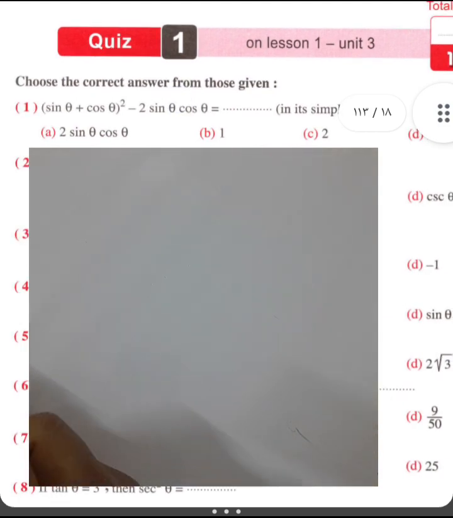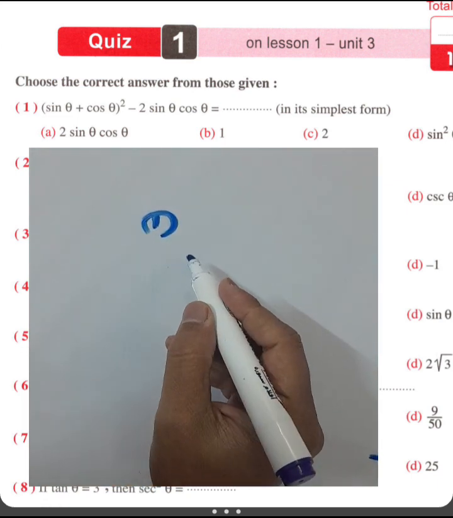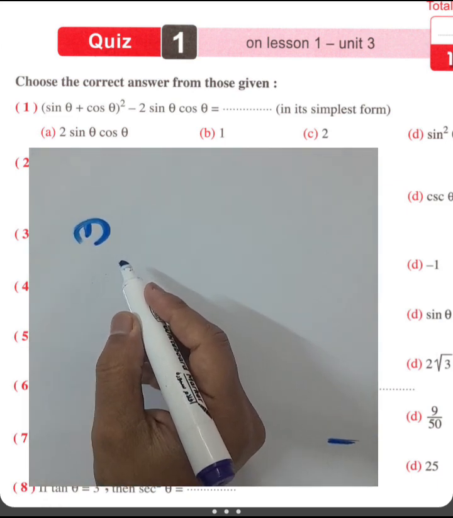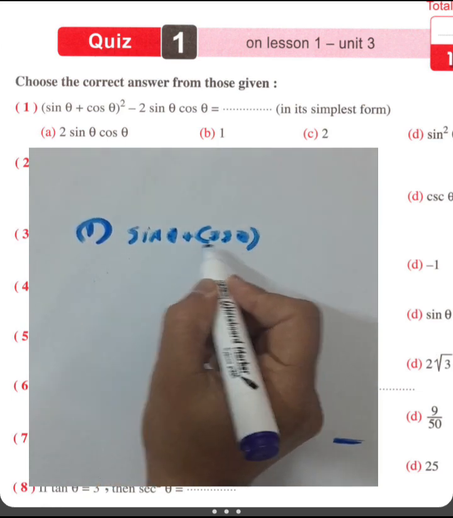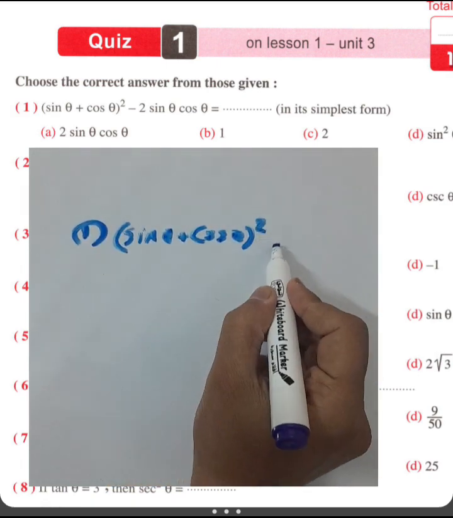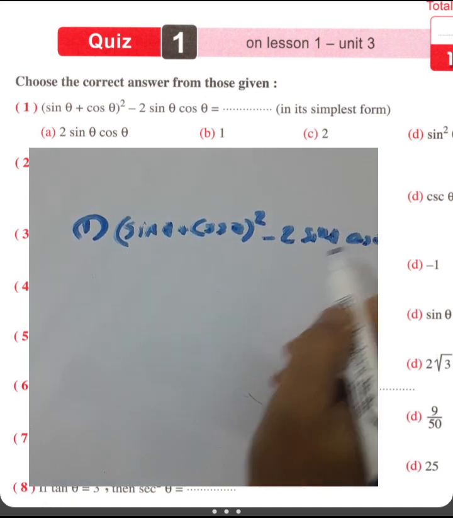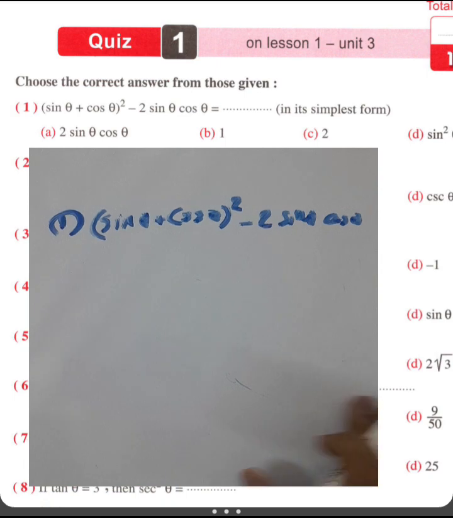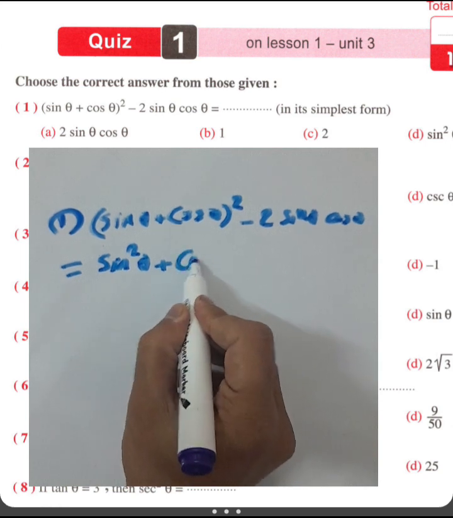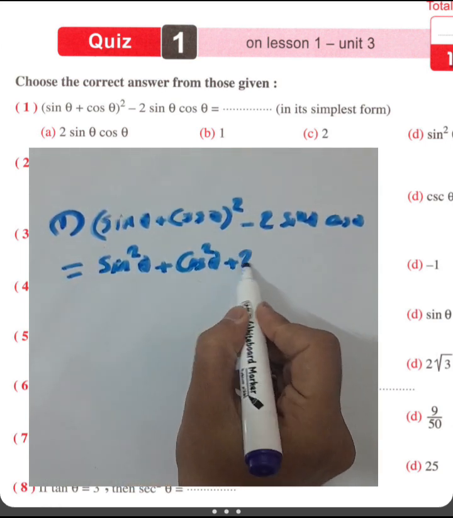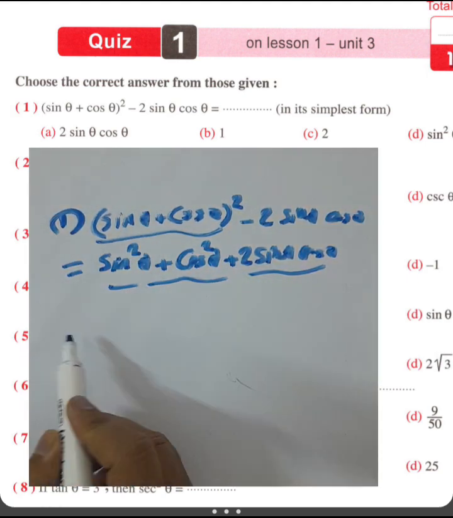Choose the correct answer. Number 1. Write in the simplest form: (sine theta plus cosine theta) all power 2 subtract 2 sine theta cosine theta. We can find the result here: sine power 2 theta plus cosine power 2 theta, and the third term is 2 times sine theta cosine theta. We have 3 terms in this expression.